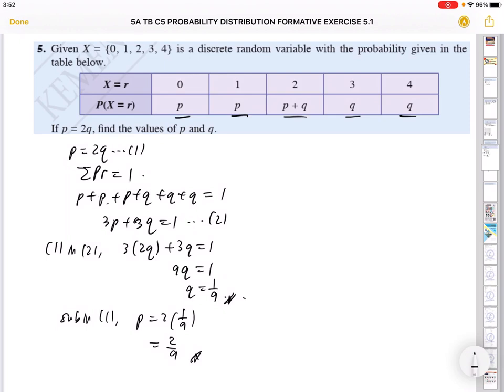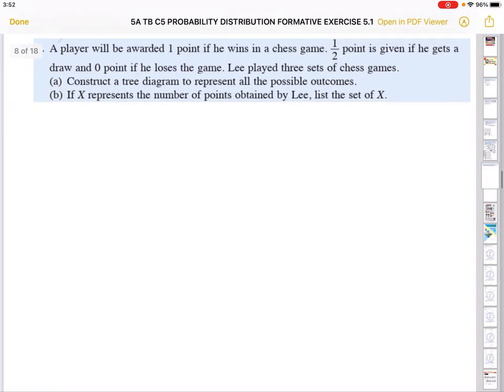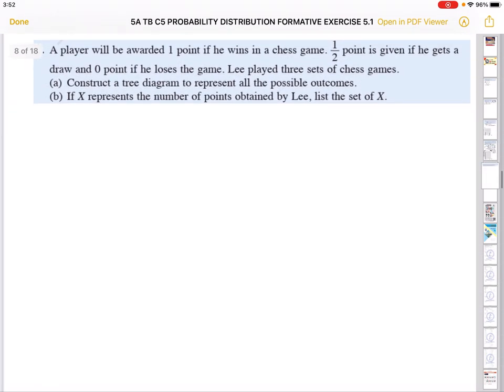Okay, the next question is quite long, right? Question number 6. A player will be awarded 1 point if he wins a chess game, half point if he gets a draw, and 0 point if he loses the game. So Lee plays 3 sets of chess game. Construct a tree diagram. Wow, this is super duper long. Yeah, I think we need to reserve some space.